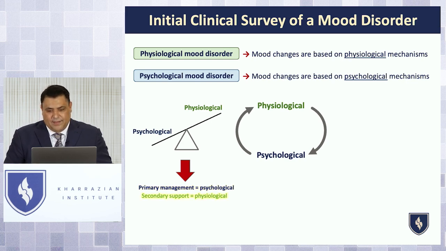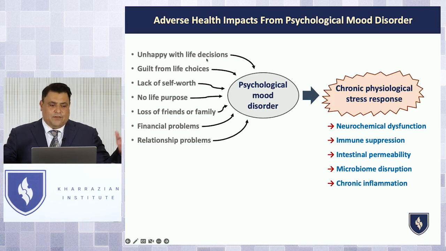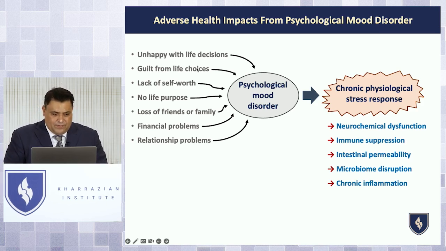You still want to support their health, meaning, for example, if someone has psychological mechanisms why they may have a mood disorder, like unhappy with life decisions, maybe they made bad decisions in their life, now they're totally depressed, guilt from life choices, lack of self-worth, no life purpose, loss of friends or family, financial problems, relationship problems, they're going to cause mood disorders. And they may come into your office with food sensitivities and leaky gut. And they go, I just want to get rid of these food sensitivities. And you go back and go, wow, you have all these other factors. There's only so much we can do. And this is where clinical management comes into play.